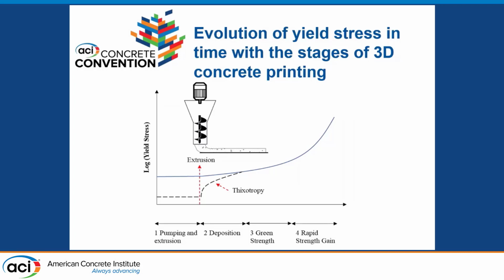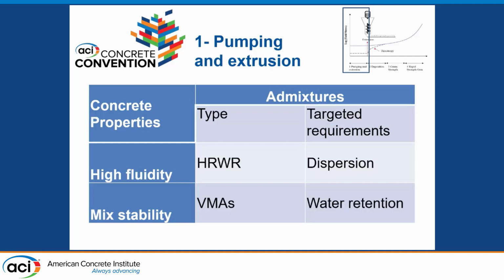There are many admixtures that can be used, and they target different requirements. If we want a very fluid mixture, we use a high-range water reducer, which allows better dispersion of our particles. If we want mix stability, we use a viscosity modifying admixture, which also affects water retention.